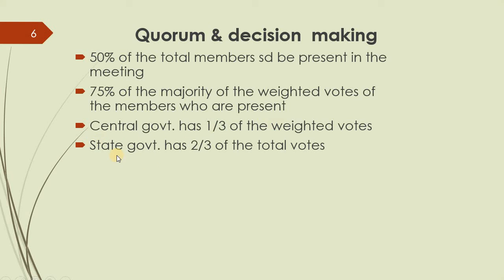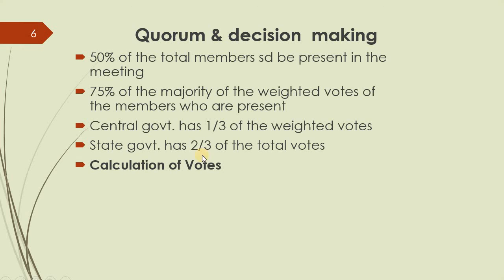Even the state governments alone cannot pass a decision. If all the state governments together are in favor of a decision, but the central government is not in favor, then they also cannot take the decision. So it works both ways. The center cannot make decisions alone, and the state cannot either. Only together can the center and state make the decision. That is what the weighted votes count.